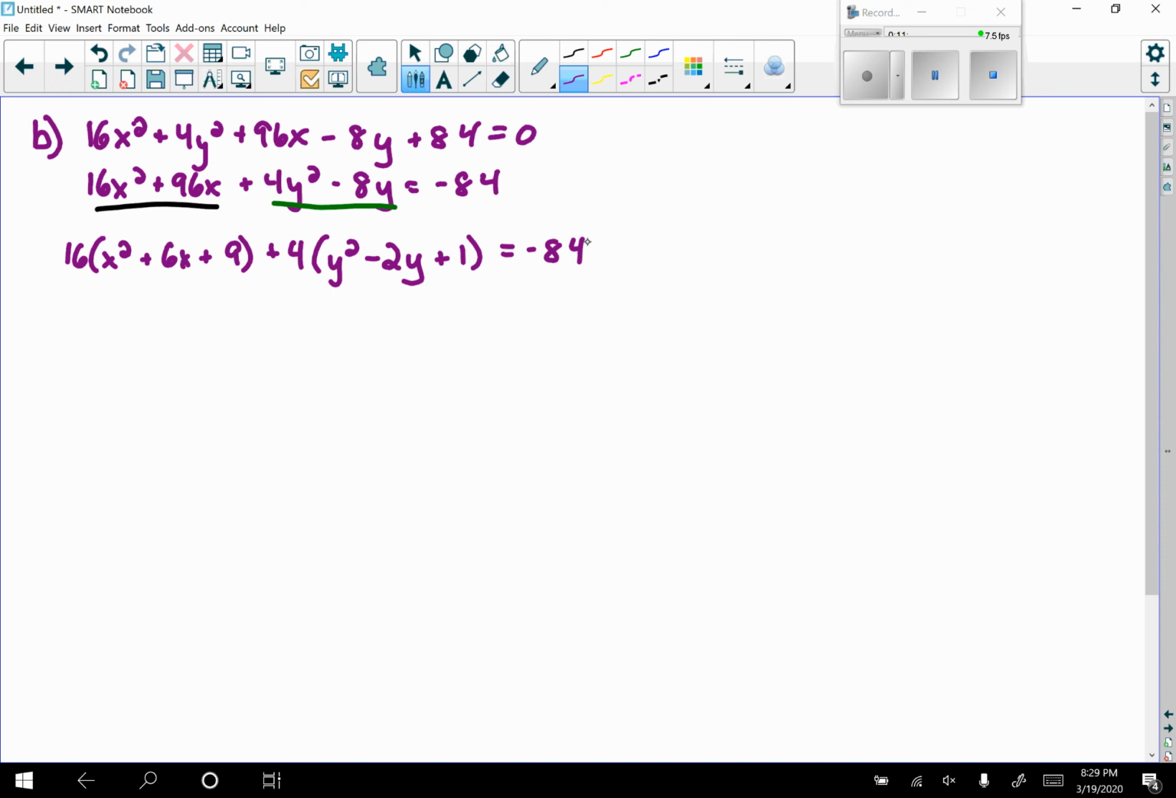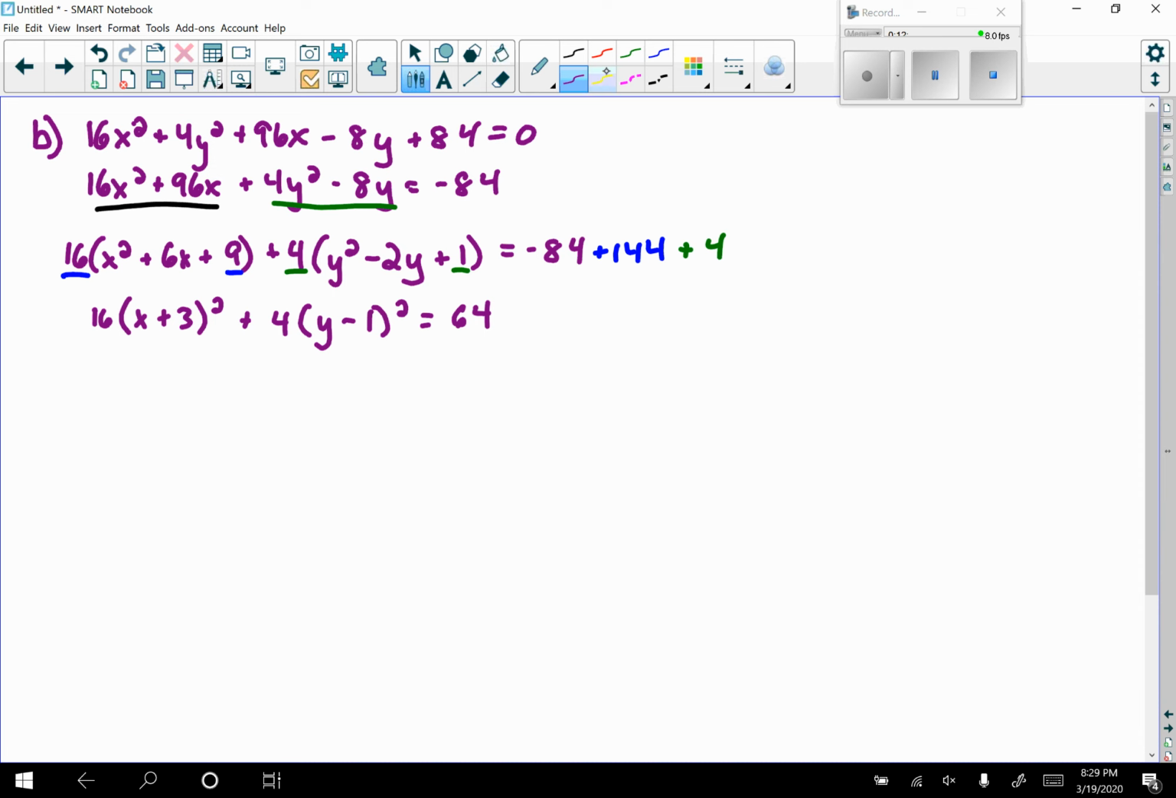Now pause this for a second if you didn't already do this, but ask yourself, what exactly do we need to add to the other side? So over here, we didn't just add a 9, we added a 9 times 16, which is actually a 144. And then here I didn't just add a 1, I added a 1 times 4, so we're going to add a 4. So now out in front here, we still have the 16. This becomes an x plus 3 squared. And then we have a 4, and then in parentheses, a y minus 1 squared. Here we could just do 144 minus 84 is 60. 60 plus 4 will give us 64.